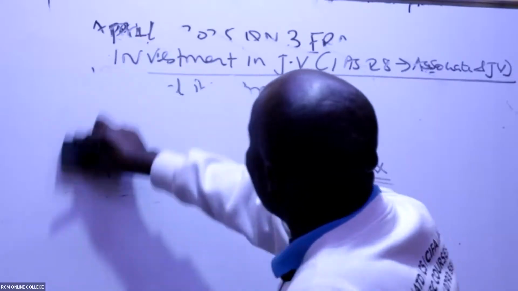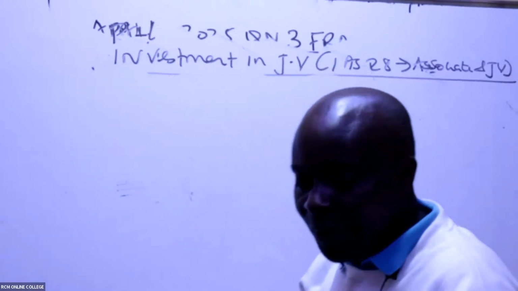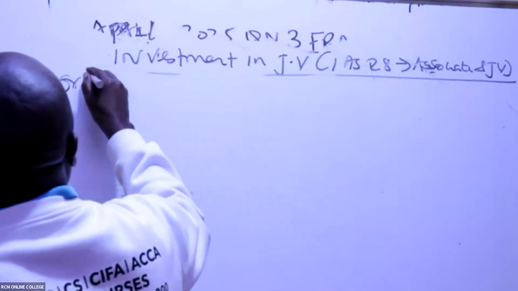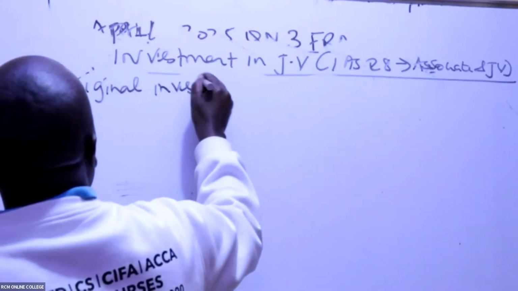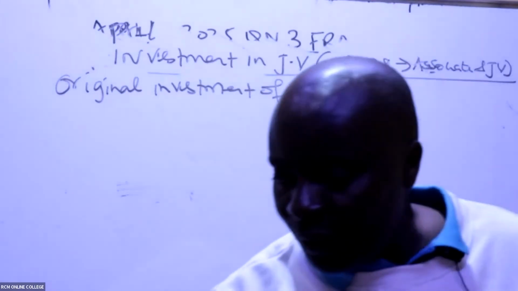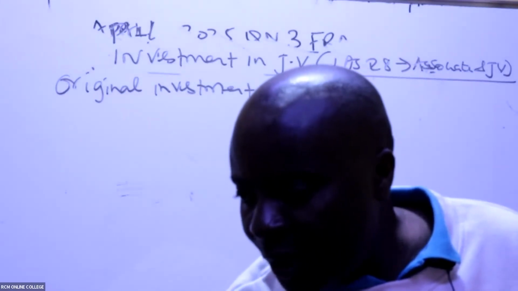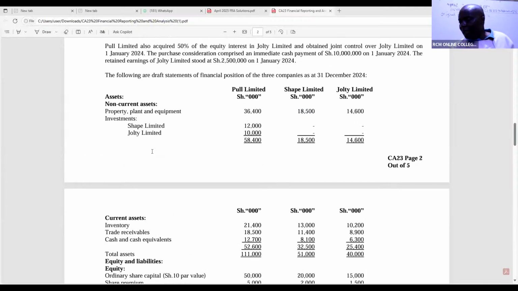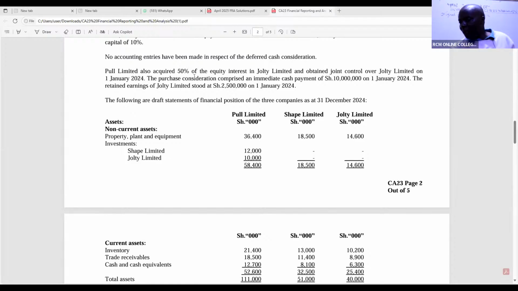So then pretty fast, go ahead and give us the original investment of the JV. Original investment of the joint venture. Are you able to see it anywhere? Yeah, we're told here. The joint venture is called 𝗀𝗘𝗟𝗕. Pool Limited also acquired 50% of equity interest in 𝗀𝗘𝗟𝗕 and obtained joint control over 𝗀𝗘𝗟𝗕 Limited on 1st January 2024. The purchase consideration comprised an immediate payment of 10 million. Yeah, so in this case, the original investment of 𝗀𝗘𝗟𝗕 joint venture is 10,000.